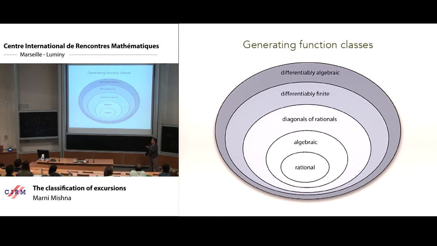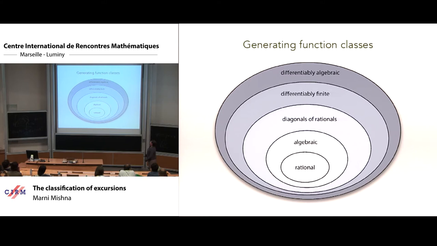Not so lucky for people that didn't see her talk, but we have these different kinds of functional classes: rational, algebraic, differentially finite, differentially algebraic. I've inserted another layer in there to be diagonals of rational functions. So these are the subseries extractions that Murray is doing, somehow taking a Cauchy integral of a rational. These are diagonals of rationals, and they form a nice nested correspondence.